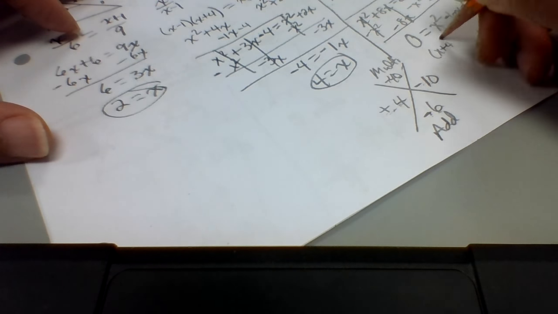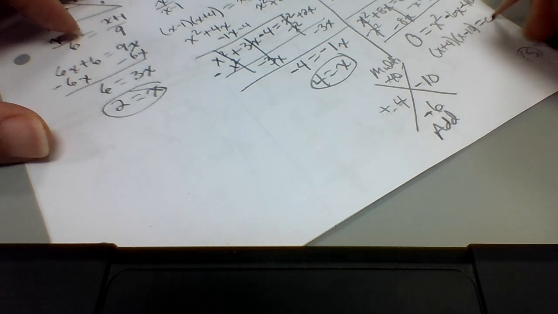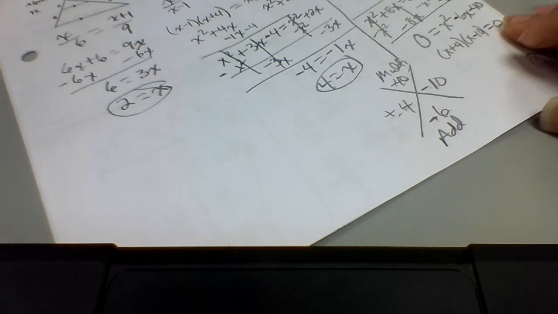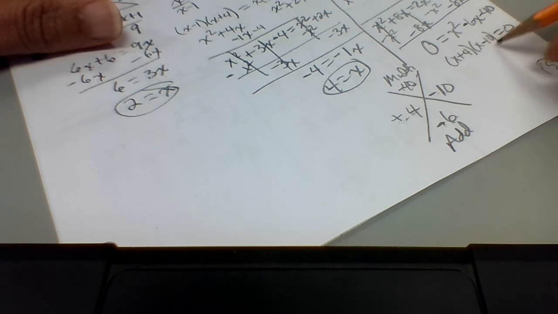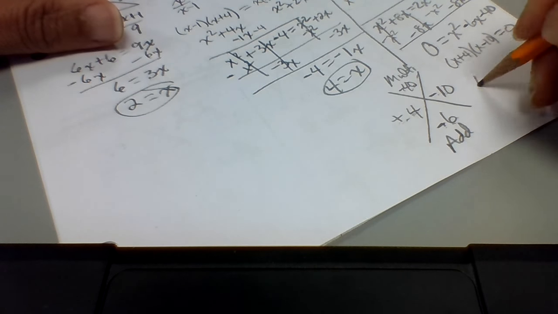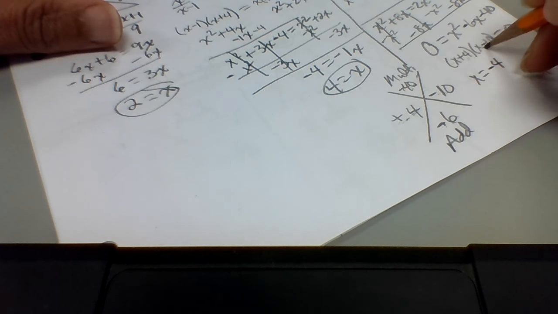So x plus 4 times x minus 10 equals 0. Now, the only way I can make either one of these equal 0 is they would have to become 0, because 0 times anything is 0. So I would have to make this a negative 4, and then this would have to be a positive 10.